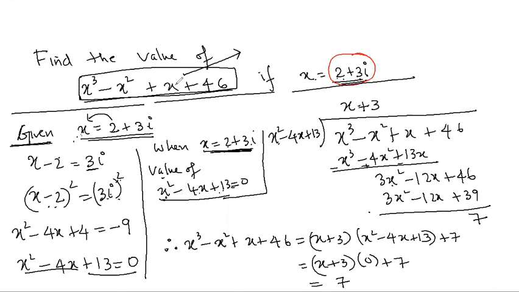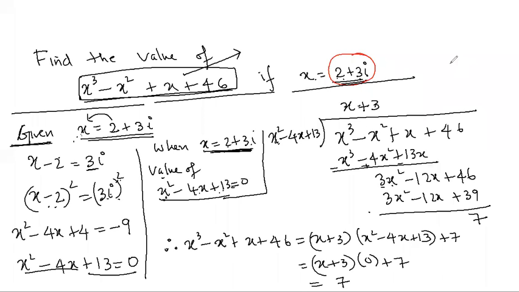How do you do that? You divide the expression whose value you want to calculate by the expression whose value you know. While dividing, x cube divided by x square gives you x. Then multiply this x with all three terms and subtract. Again you get 3x square. Divide 3x square by x square, we got 3. Multiply 3 with every term, subtract, and you get 7.